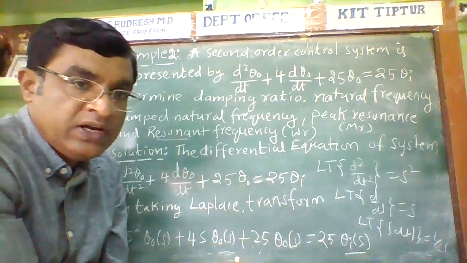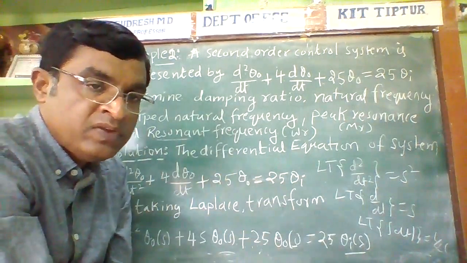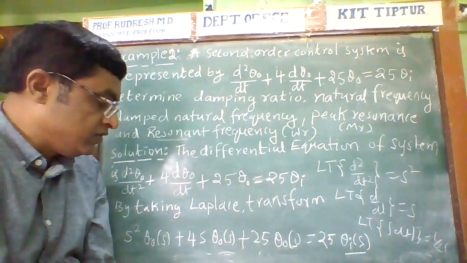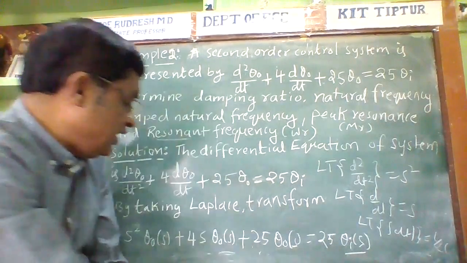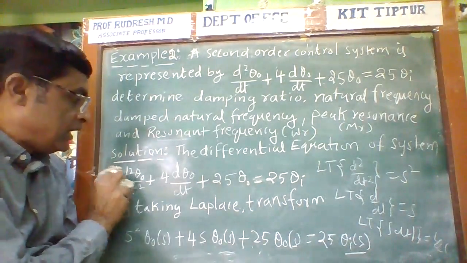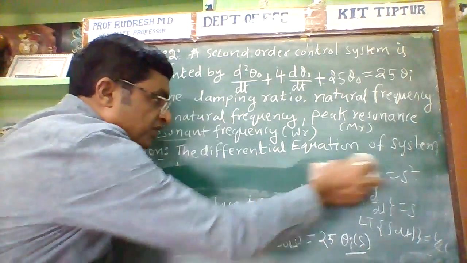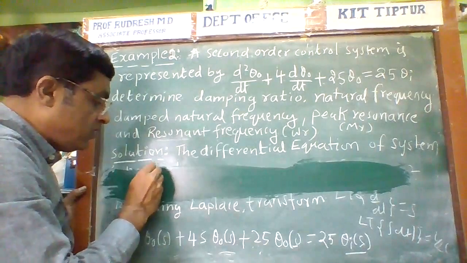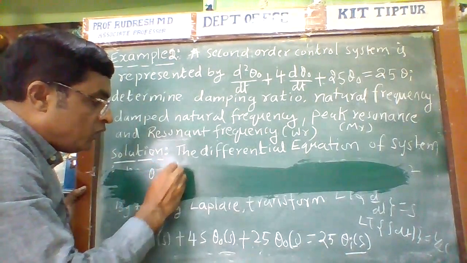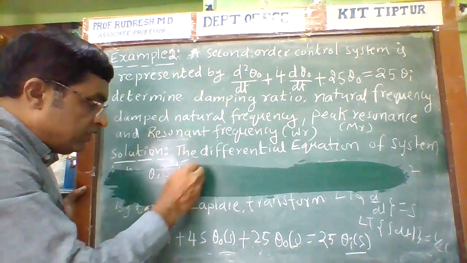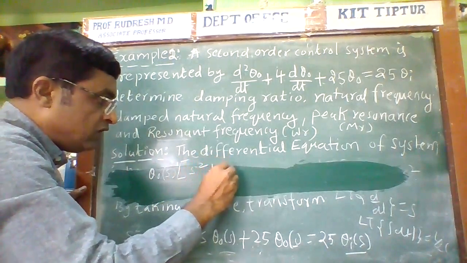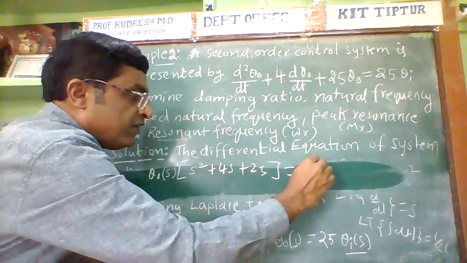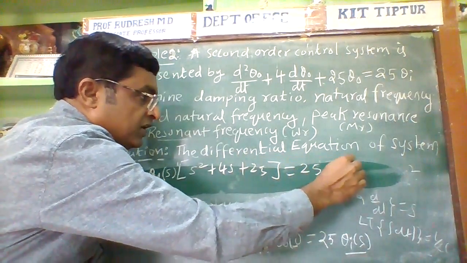Once we find the closed loop transfer function, compare it with the standard closed loop transfer function of the second order system. If I take theta o(s) outside, the remaining term is s square plus 4s plus 25, and on the right hand side, theta i(s).